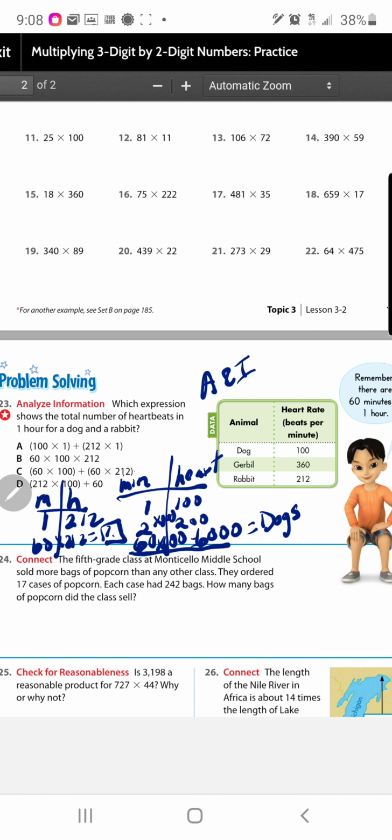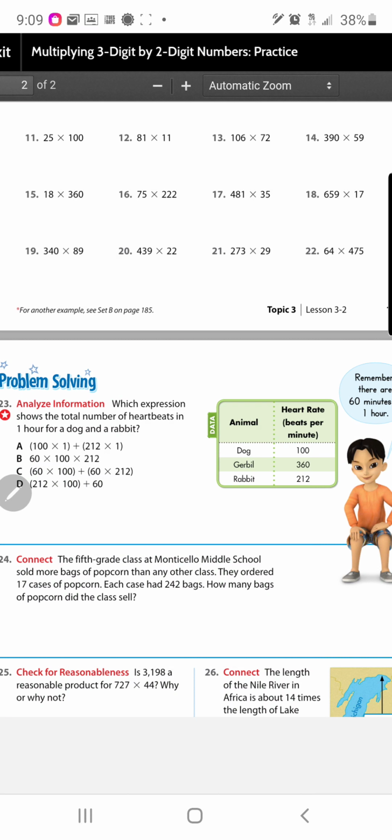So which of those number sentences would help us to come up with the best answer here? Well, the answer is what we just did. The answer is letter C. 60 times 100 would give me the heartbeat of the dog, and then 60 times 212 would give me the heartbeat of the rabbit. Add your two products, and that would give you your answer, if I did my math correctly, 18,720 heartbeats per hour for both animals. All right, let's move on.